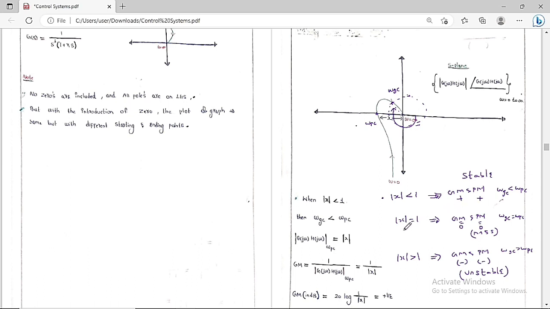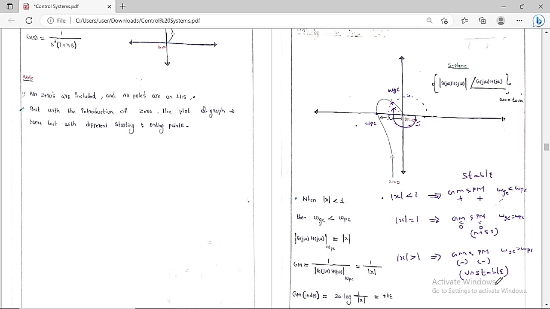Whenever the polar plot is going to touch the minus 1, 0, then the gain margin is equal to 0, the phase margin is equal to 0, the gain crossover frequency is equal to the phase crossover frequency, and the system is said to be marginally stable. Whenever the polar plot is going to enclose the minus 1, 0, then the gain margin is negative, the phase margin is negative, and the gain crossover frequency is greater than the phase crossover frequency. Therefore the system is said to be an unstable system.